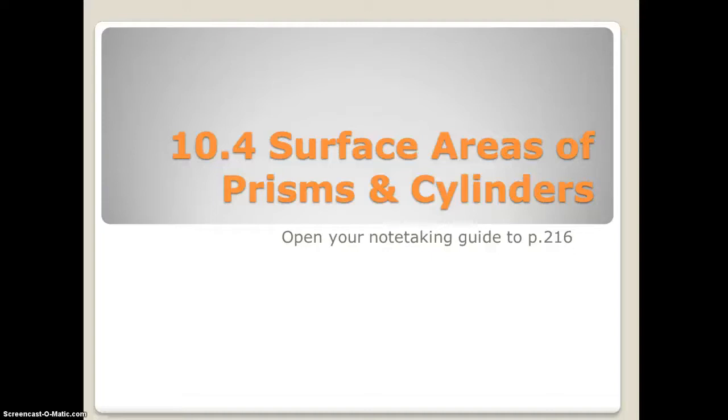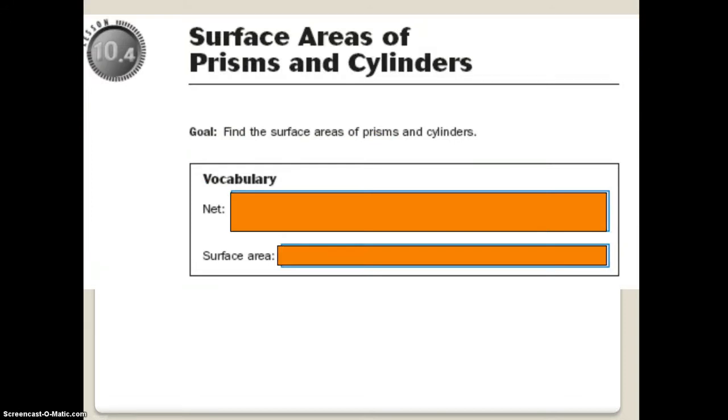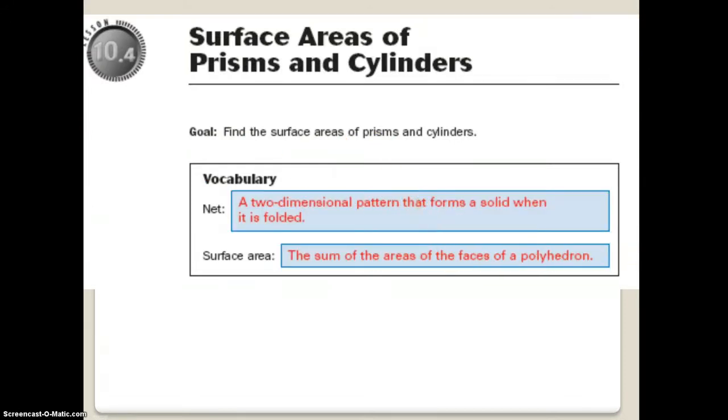Lesson 10.4, Surface Areas of Prisons and Cylinders. A net is a two-dimensional pattern that forms a solid when it's folded. So it's like taking a three-dimensional object and flattening it. Surface area is the sum of the areas of the faces of a polyhedron.